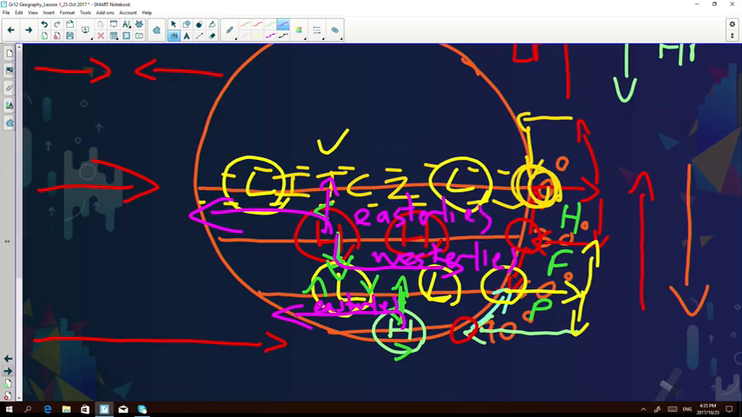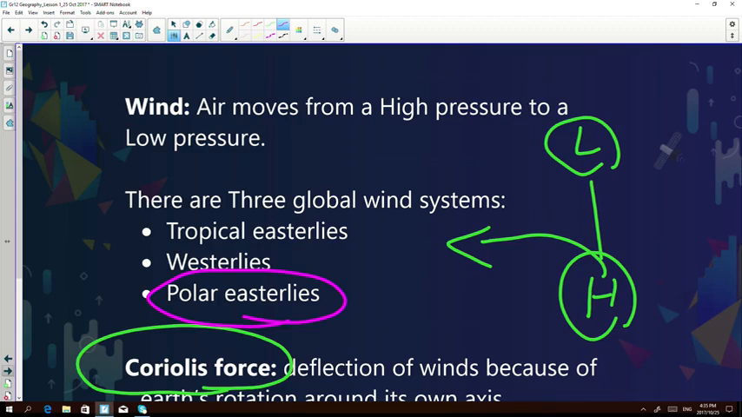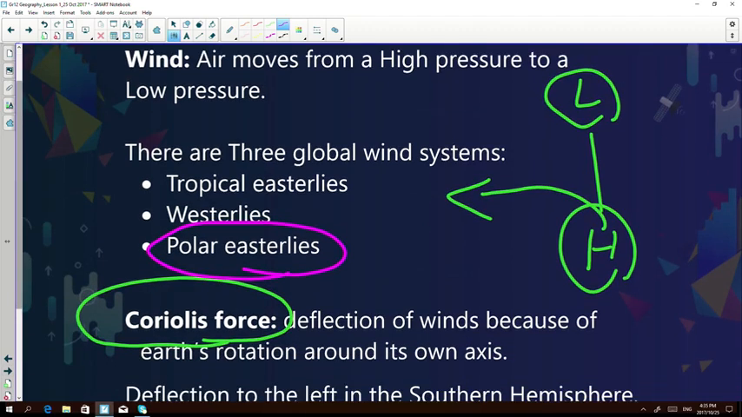easterlies. If we quickly look at the next page, because of the deflection, we got the tropical easterlies. Why the tropical easterlies? Because it's very close to the equator. If we look at the polar easterlies, why the polar easterlies? Because it's very close to the polar areas, 90-degree latitude line. And if you look at the westerlies, it's basically in your mid-latitudes.